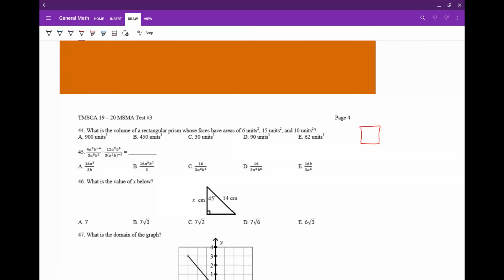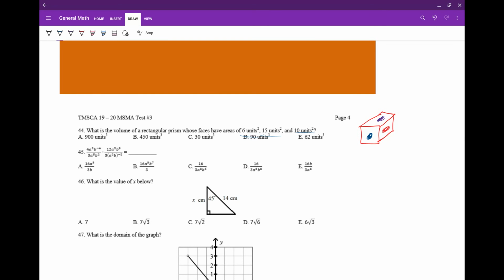So this is a rectangular prism. From one perspective, you can see about three sides. It's giving us the areas of the faces, and as you can see, this face has a different area than this face, which has a different area as compared to this front face. So all three of them have different areas, and it's saying the faces of those rectangular prisms have areas of 6 units, 15 units, and 10 units.